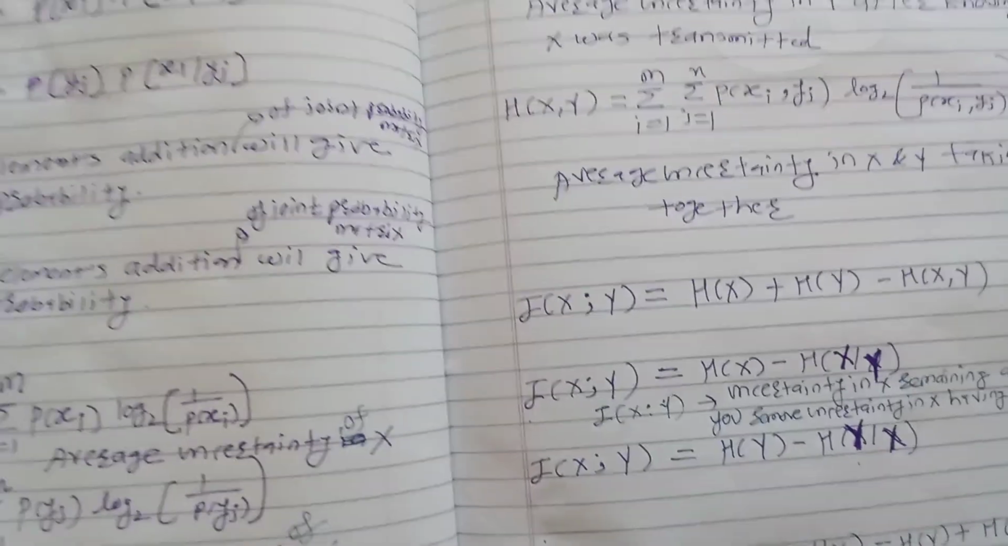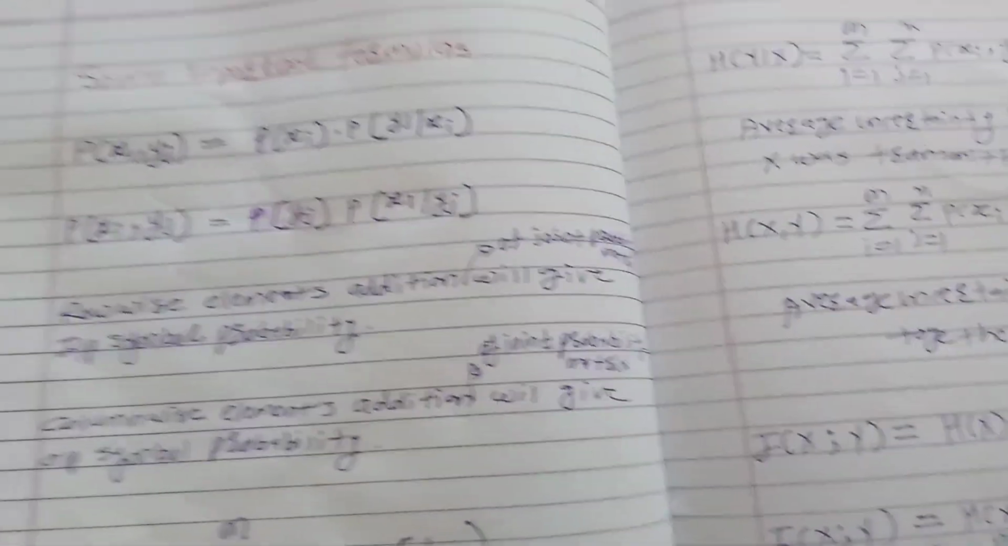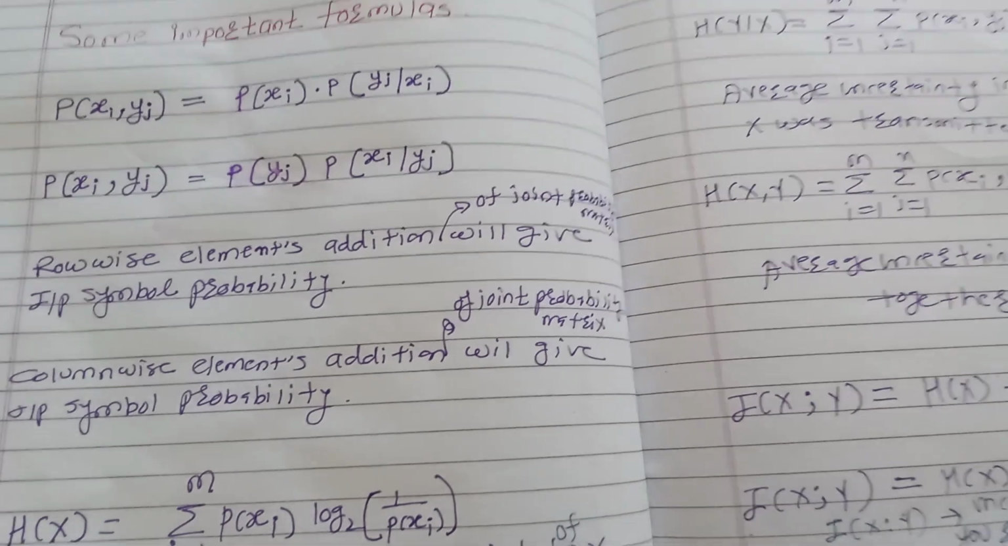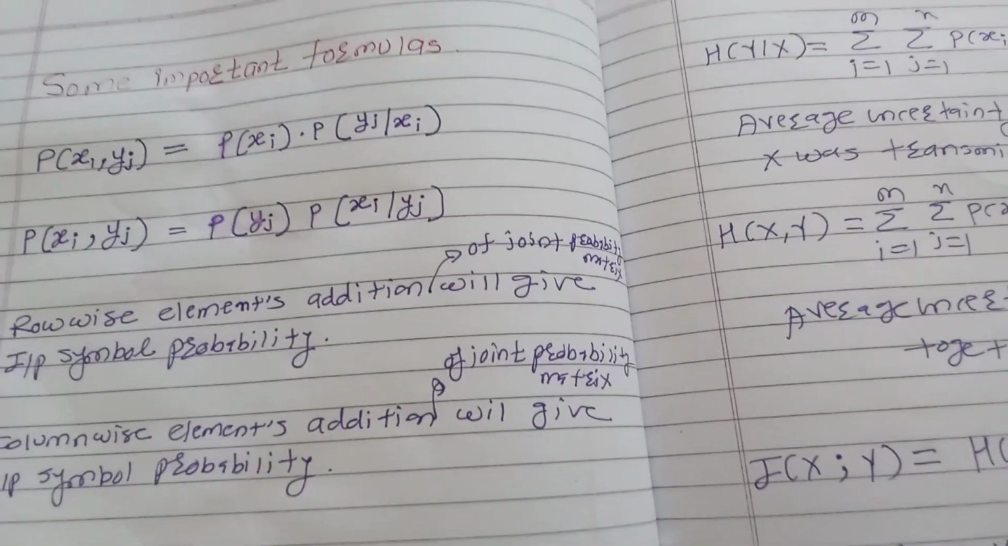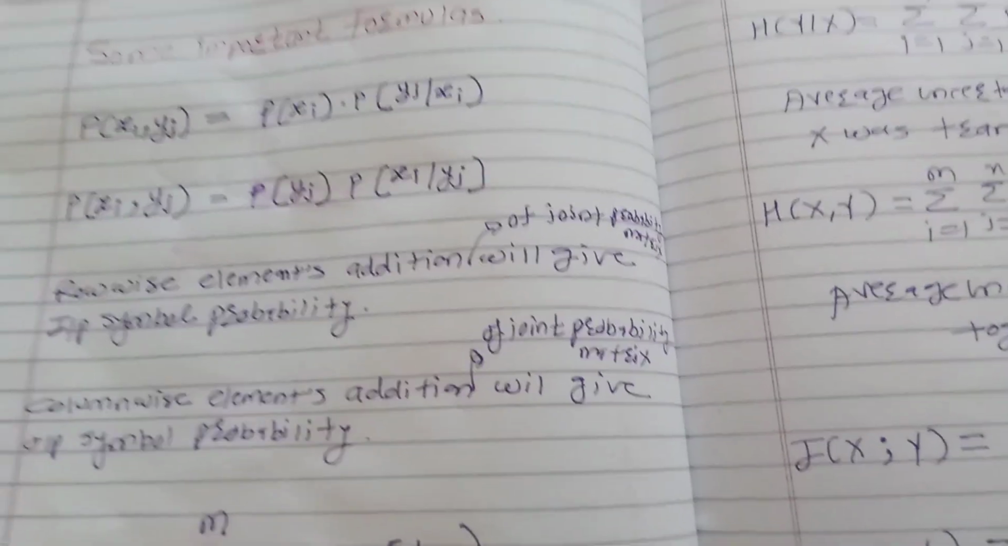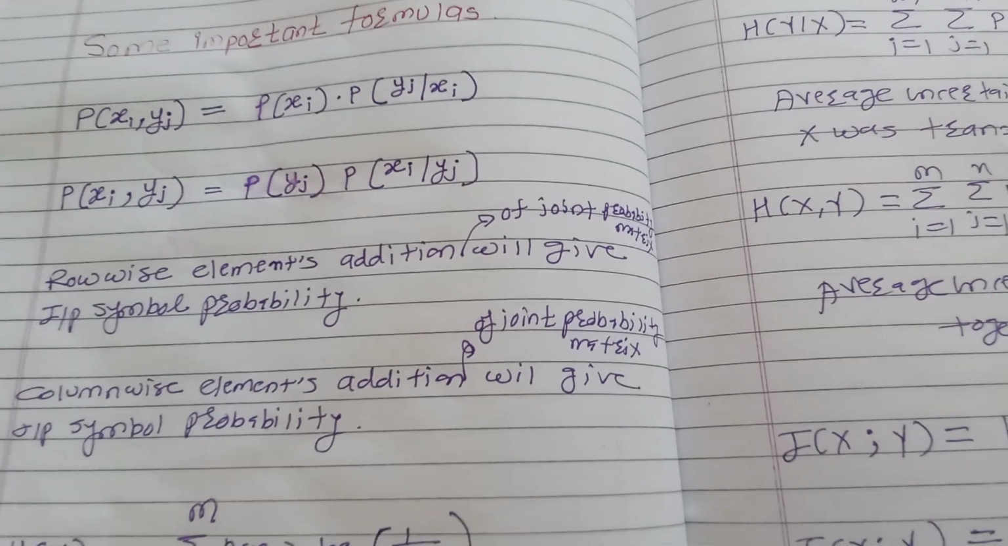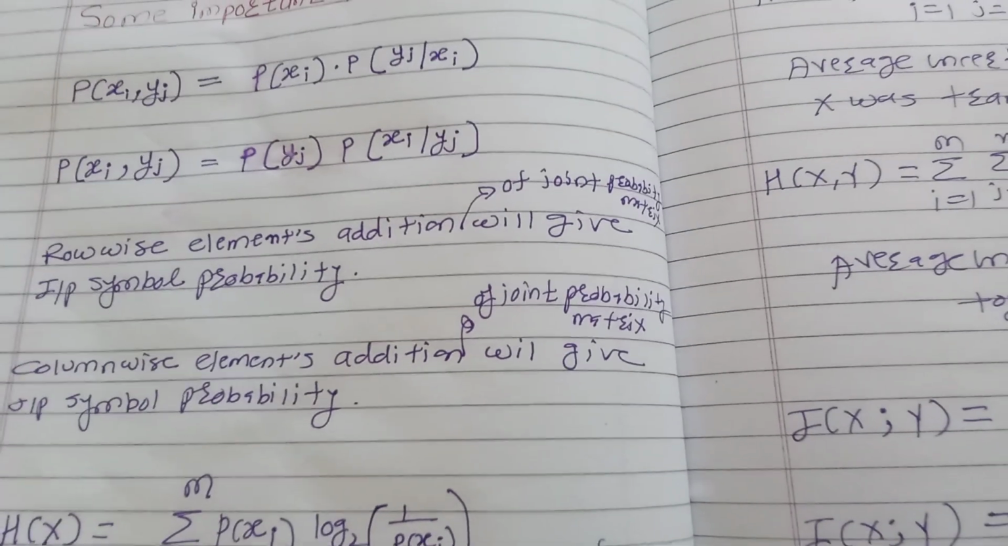So these are some of the formulas which you require in solving problems on computing mutual information, the different types of entropies, and the capacity of the channel.